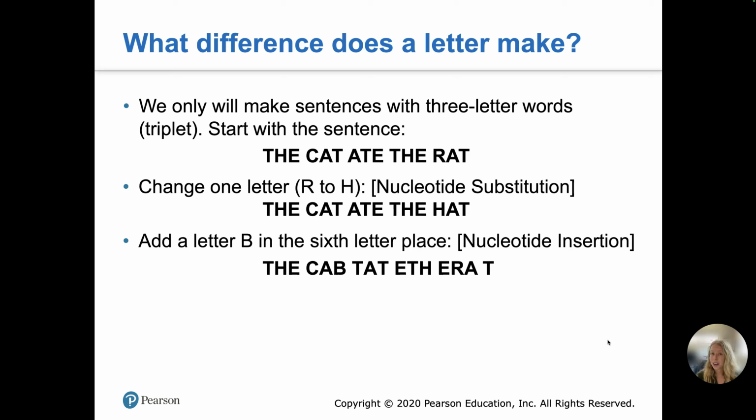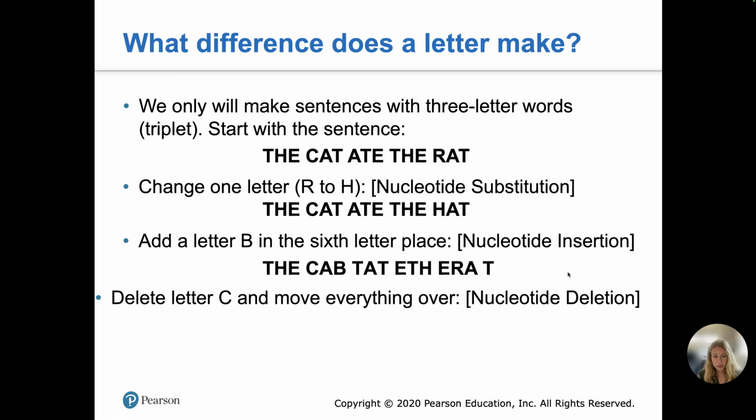Does that make any sense at all? No. By adding a nucleotide insertion, adding the letter B here, the whole rest of the nucleotide sequence has now become nonsense. It doesn't make sense at all. And the same thing happens if we have a nucleotide deletion. If a letter is deleted and everything is moved over, we're going to delete the letter C and move everything over. Now we have the ada, tet, her, at. So again, the sentence is now basically nonsense.